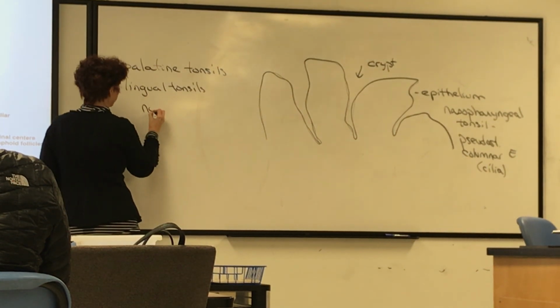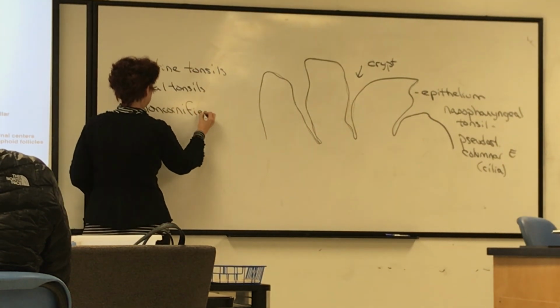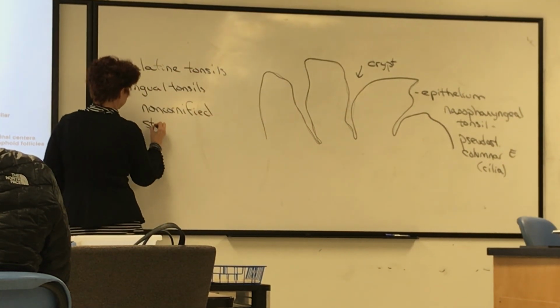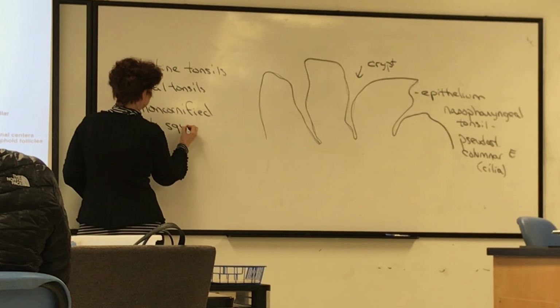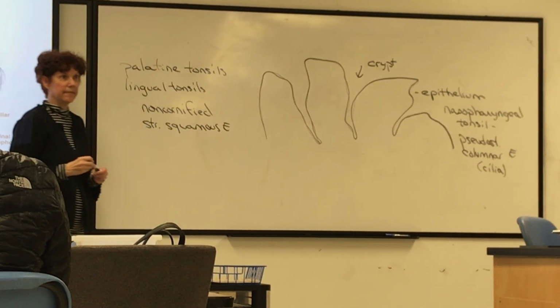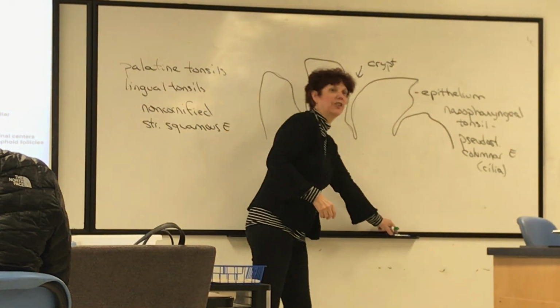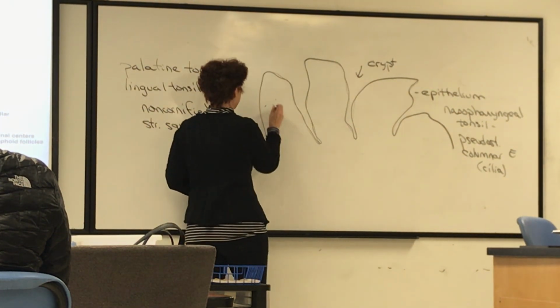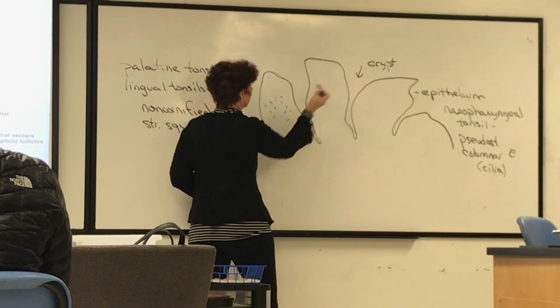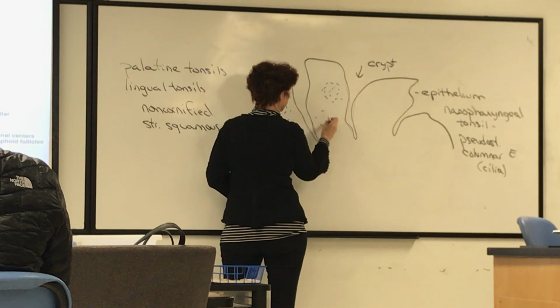These are non-cornified, or you may be more familiar with the term non-keratinized, which is what skin is. Stratified squamous epithelium. All right? Then they're going to have follicles that we talked about, with the same arrangement of B cells and T cells.